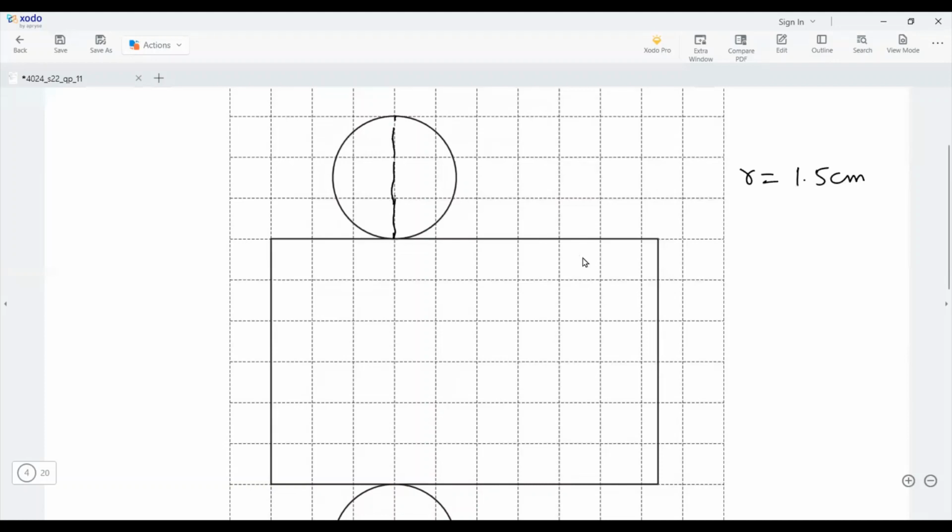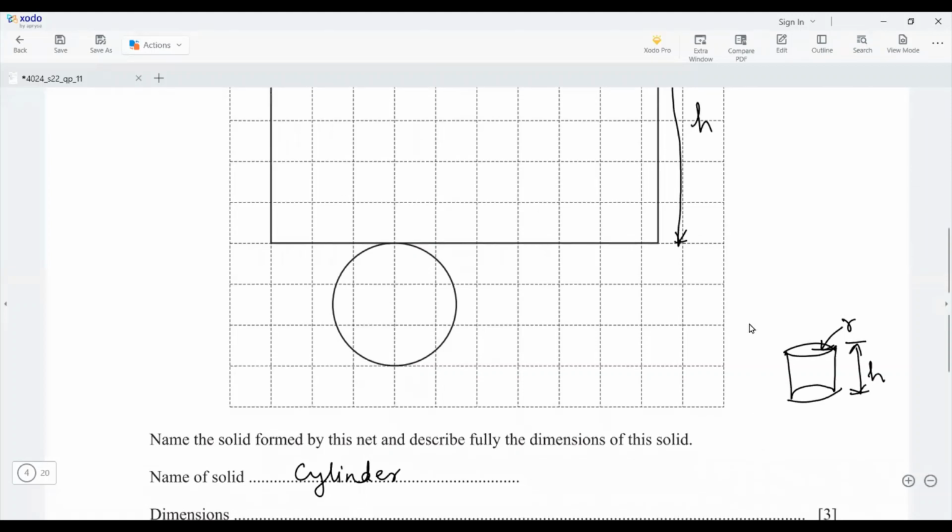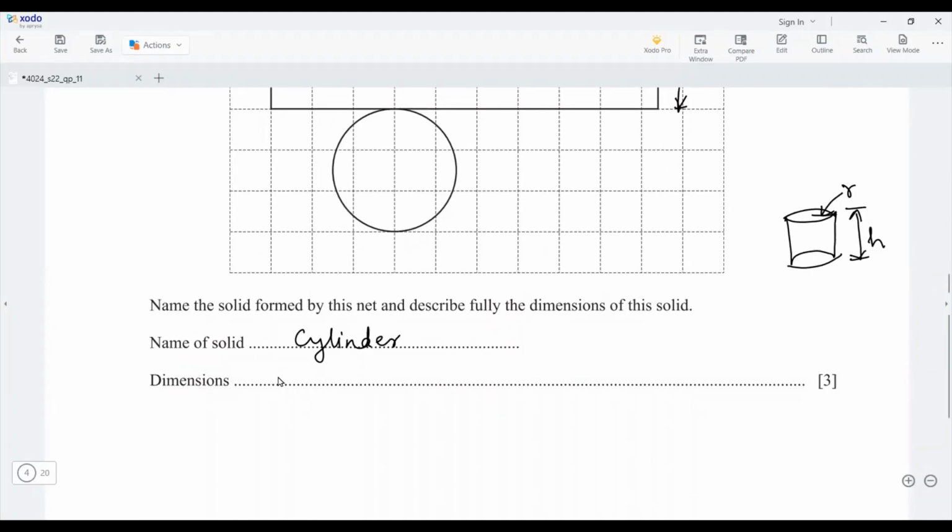What about height? Height must be vertical, not the horizontal one. Means if we shift from here till here, it will be its height. So how many boxes have we shifted? One, two, three, four, five, and 6. So height is 6 centimeters. So writing these two dimensions here are the required answer: radius equals 1.5 centimeters and height is 6 centimeters. If we have written all of the three answers correctly, we will get 3 marks completely.